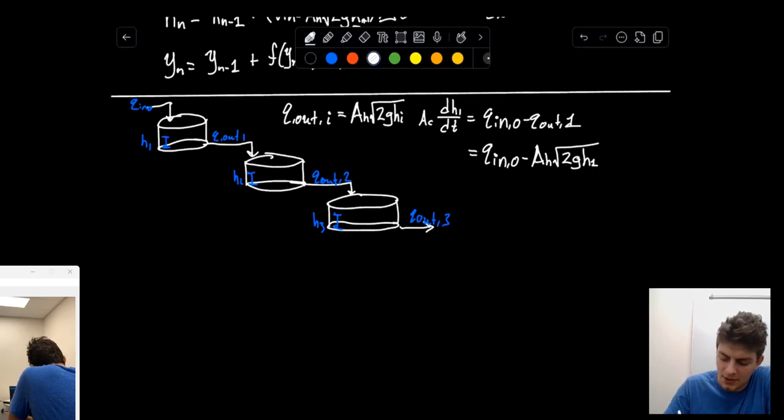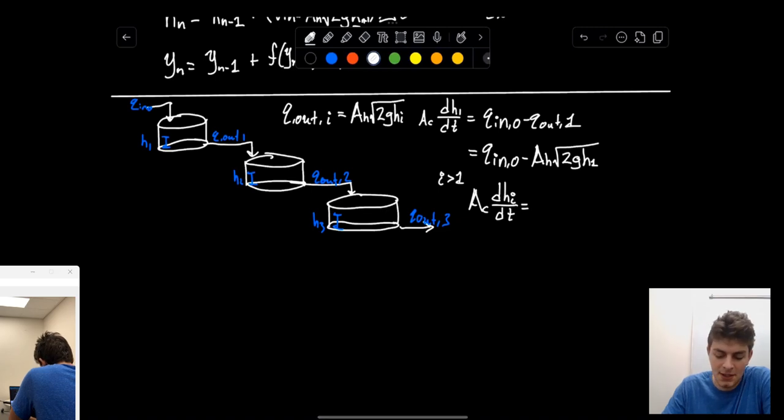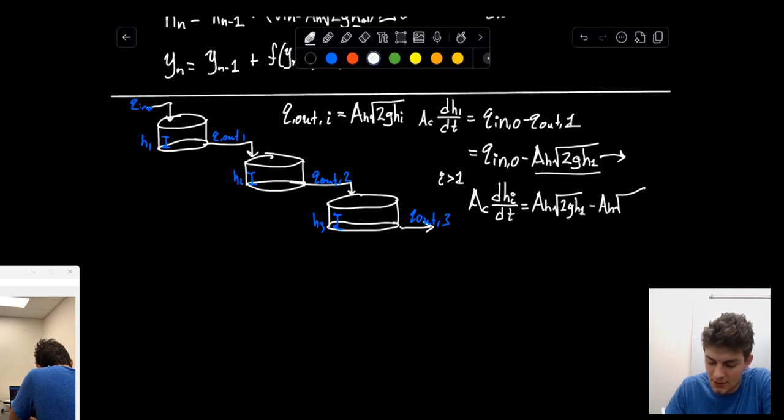And so then, well, what if we want to talk about tank 2, or more generically, tank I? Well, what's coming into a tank if it's not tank 1? So we can say I has to be greater than 1 in this case. We know what's coming in is what's going out of the last one, so area of the hole of the last tank, the square root of 2gh1, minus, so again, this is going out of 1 into 2, this term, minus what's going out of 2, well, Q out 2, or in other words, area of the hole times root 2gh2. Pretty simple. So again, generically, this would simply be h(i-1), h(i), right? I think that makes pretty clear sense to us at this point.